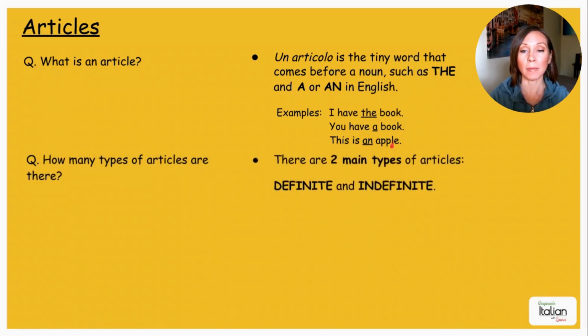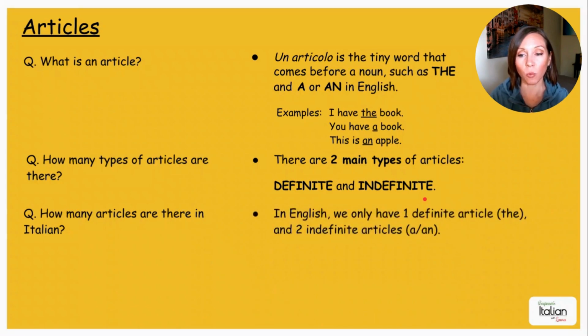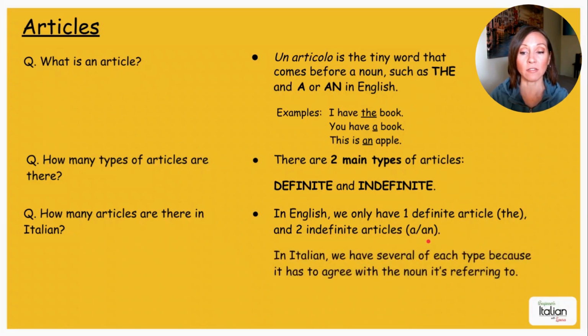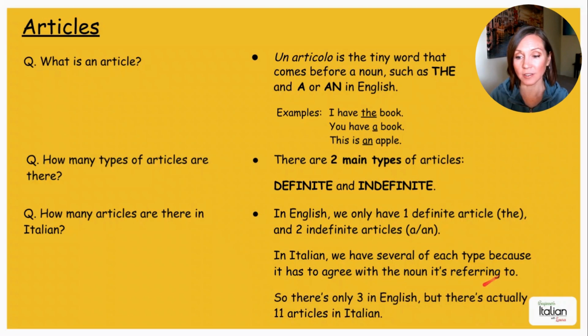There are two main types of articles, definite and indefinite. How many articles are there in Italian? In English, we only have one definite article, the, and two indefinite articles, a and an. But in Italian, we have several of each type because it has to agree with the noun it's referring to. So there's only 3 in English, but there's actually 11 articles in Italian. Okay. So we're gonna head on into it and figure out when to use each type of article.